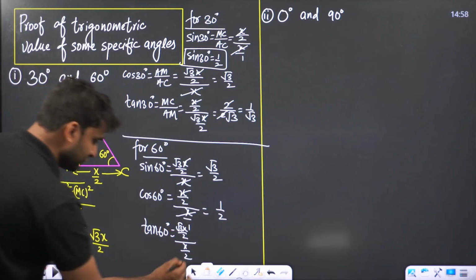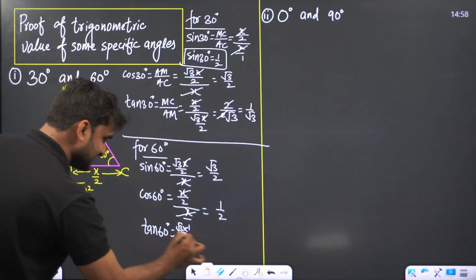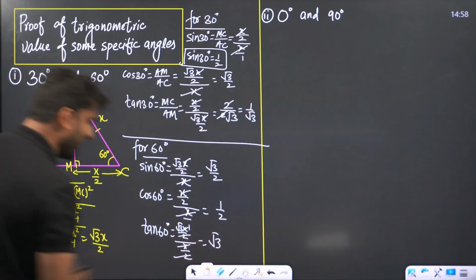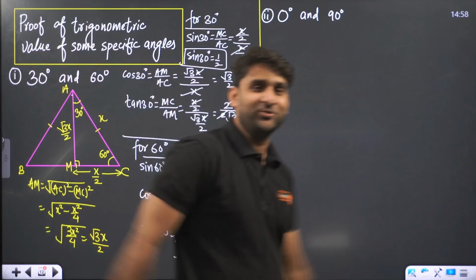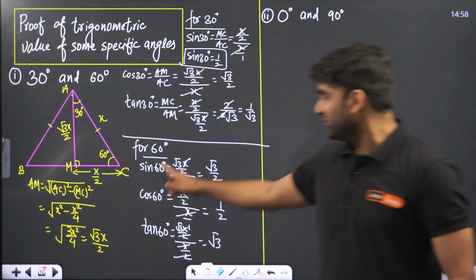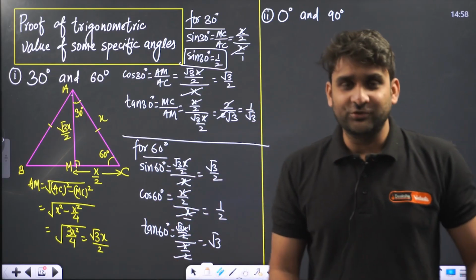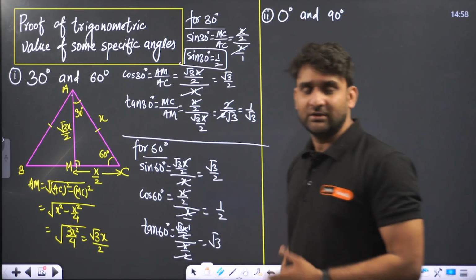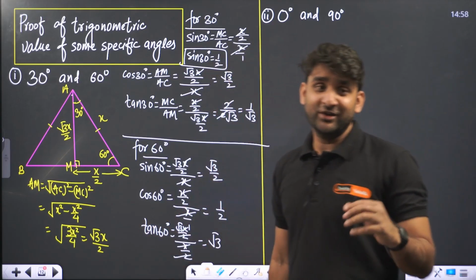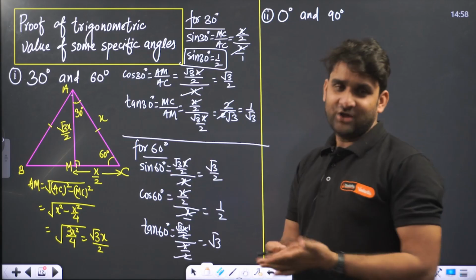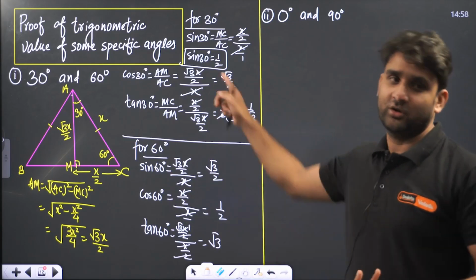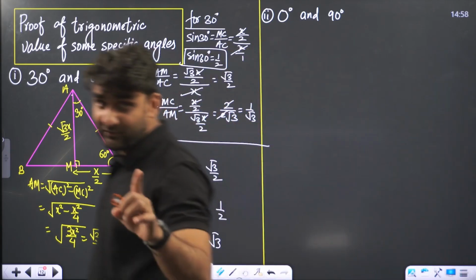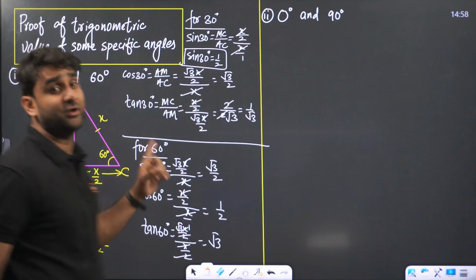Clear everyone? So this 2 cancels, this x cancels, so we have root 3. Wow, tan 60 is equal to root 3. And once you have done with 3 trigonometric values, you can write the rest of the 3 trigonometric values, sec, cosec and cot, because the last 3 trigonometric values are the reciprocal of the first 3. Simple. Clear everyone? So this is the proof, the geometrical proof.